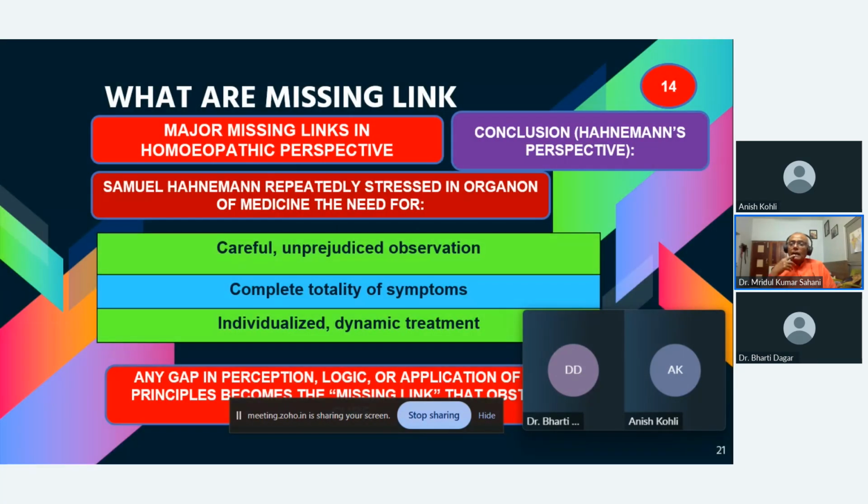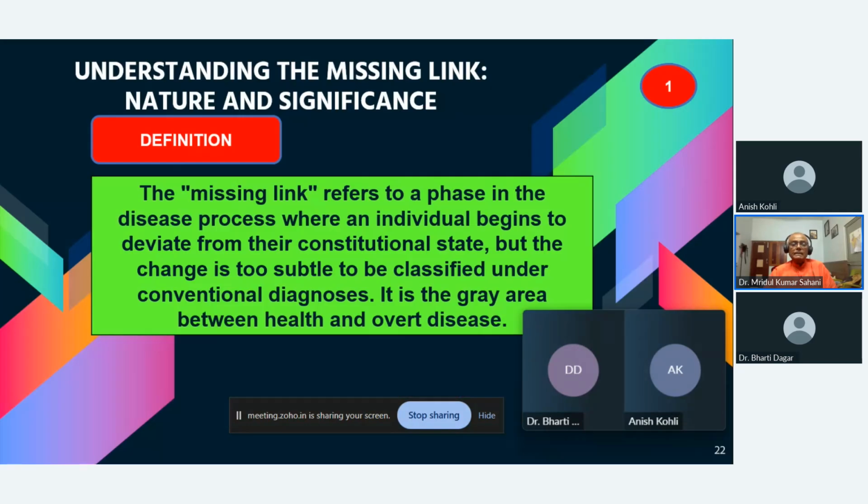Now Samuel Hahnemann repeatedly stressed in the Organon of Medicine the need for careful, unprejudiced observation, complete totality of symptoms, and individualized dynamic treatment. So any of these gaps will definitely act as a missing link.